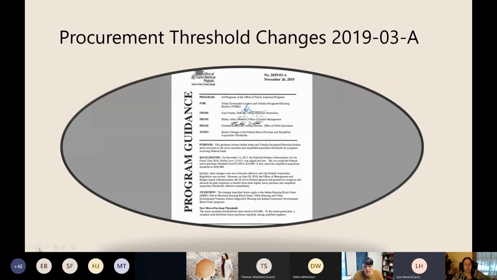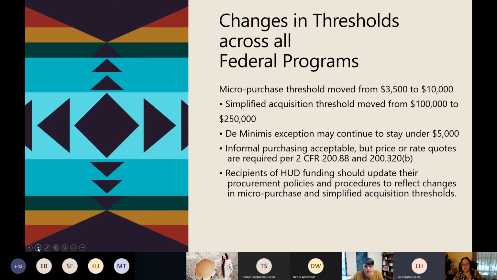The procurement threshold changes. I think this program guidance is in the appendix. Read this. This is when these thresholds went up. In 2019, if your procurement policy has not been updated since March of 2019, you need to update your procurement policy if you want to use these higher thresholds. If you get nothing out of that, get that part.